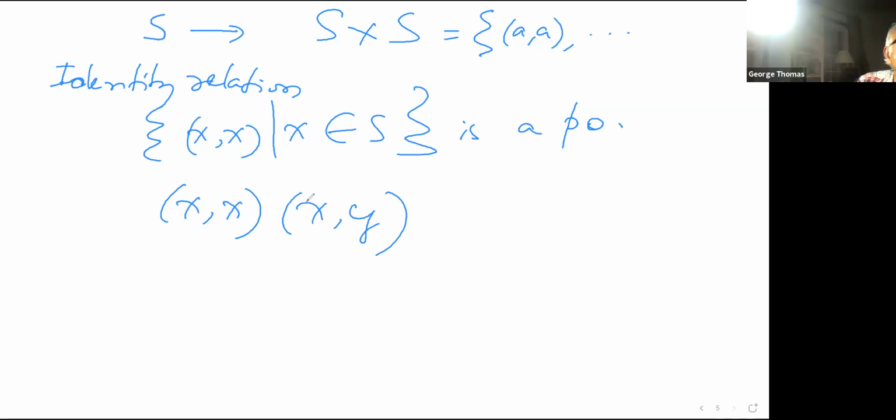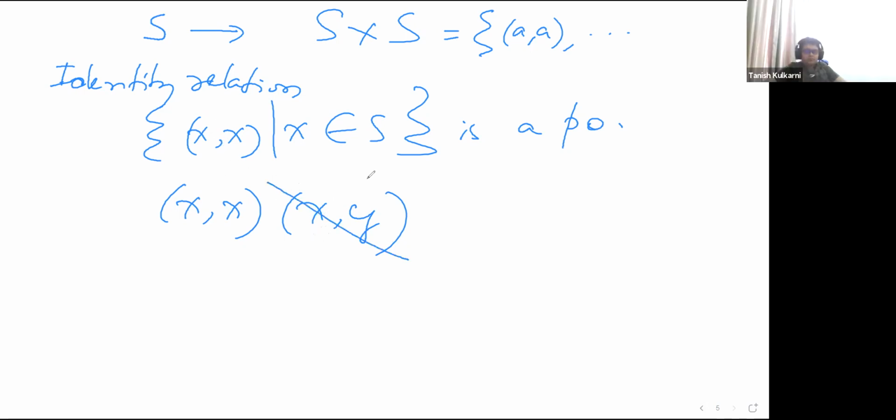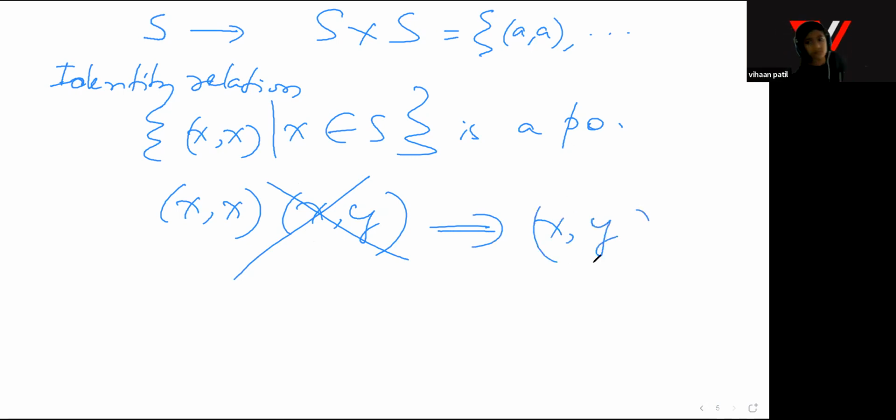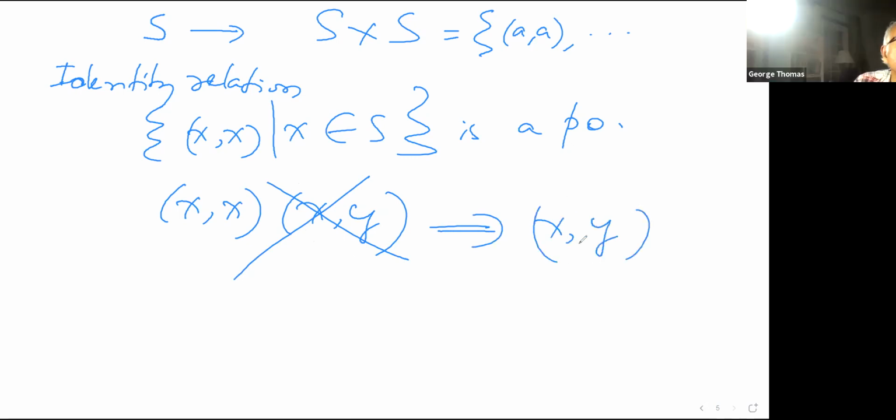But is there an element like this in this relation? No. So if there is one, then XY. Well, even then XY. But there is no XY in here, right? If this, then this. So I don't know if I confused you there.